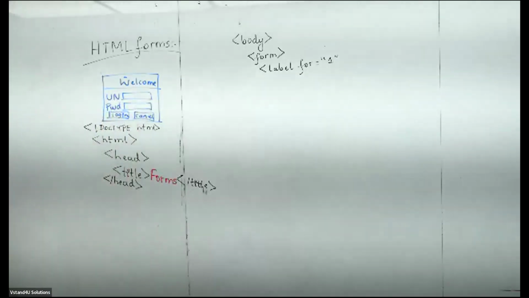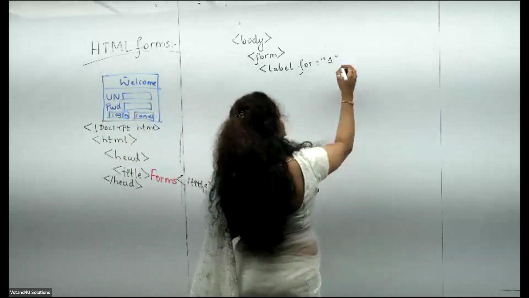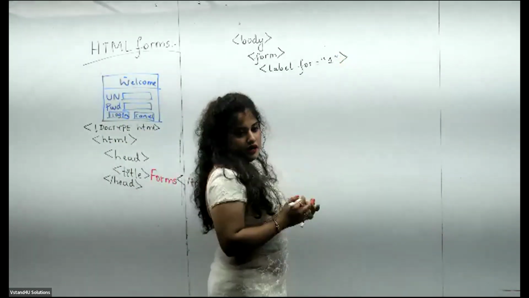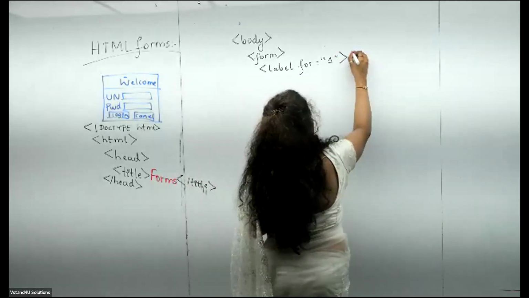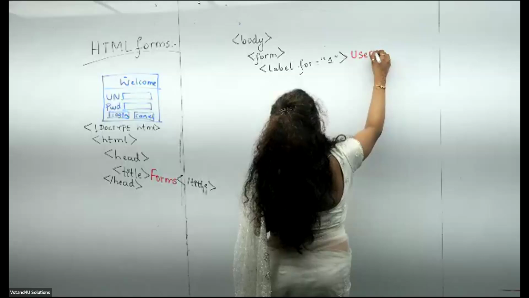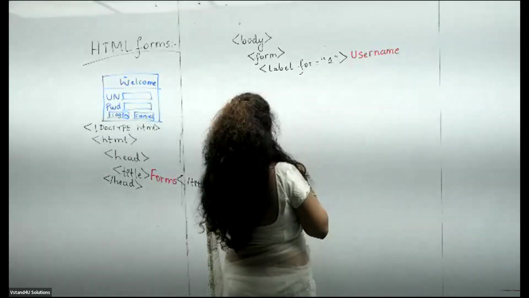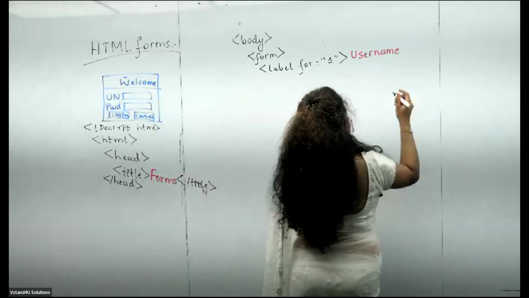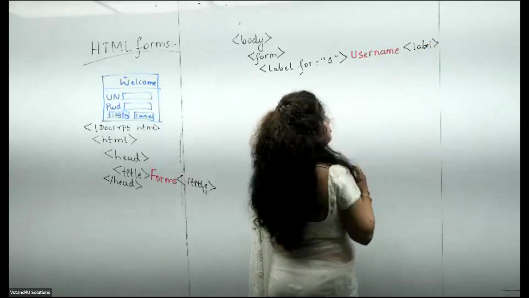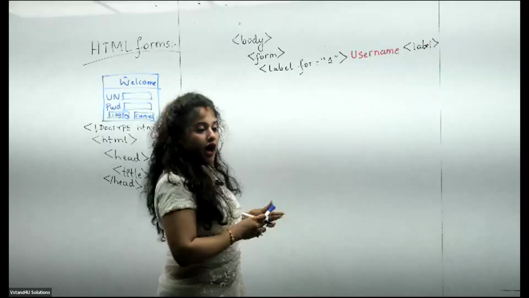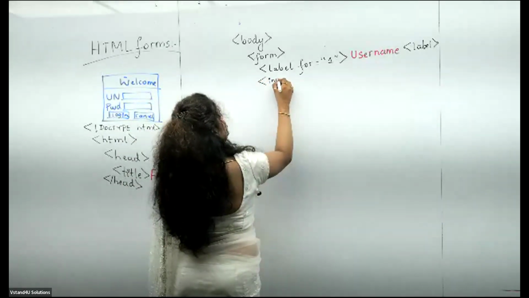And after that, what should I write? Inside this, let me pass one content. I'll close this. And now I have to pass some content to it. So let me pass the content as user name. And now let me close this label tag. Clear? After that, I will use something called as input tag.